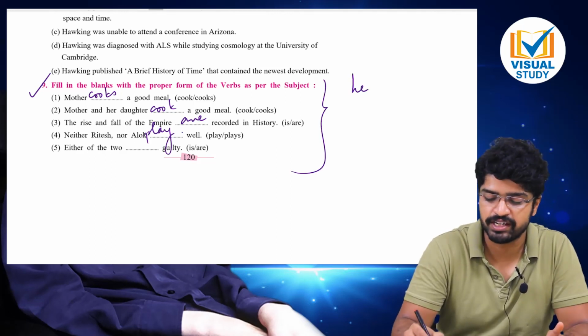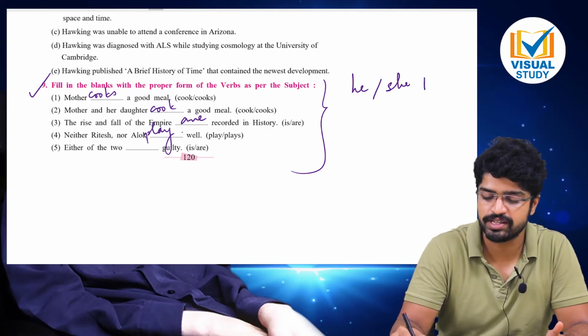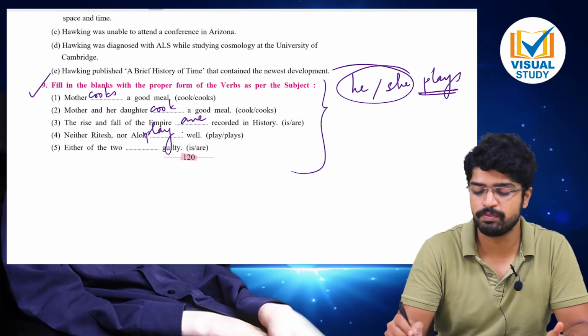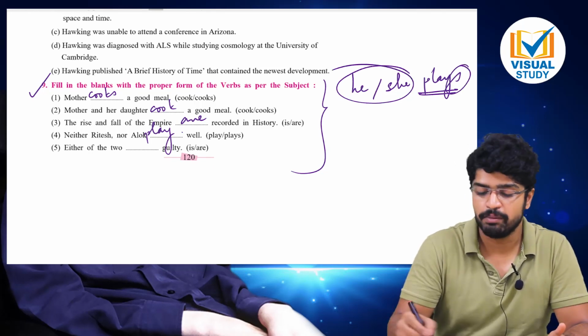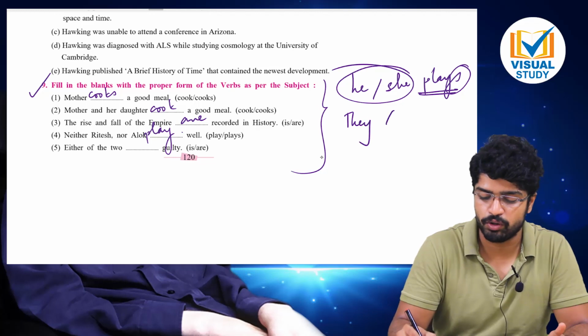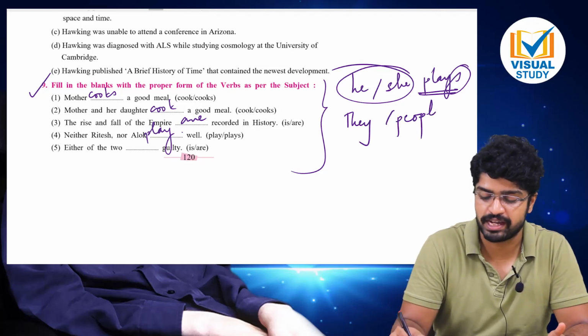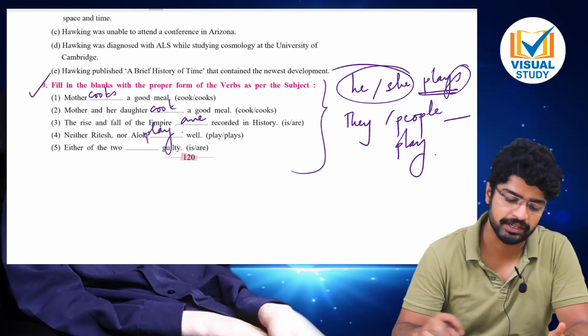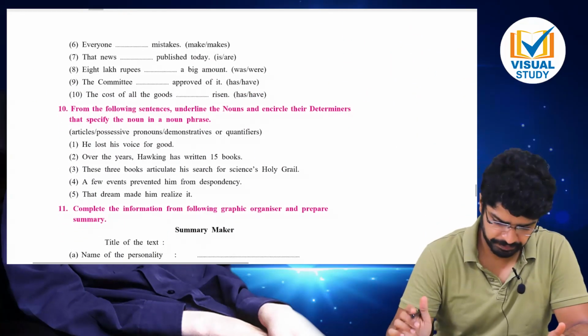Whenever I say he or she, I always say plays, because whenever the pronoun is singular, I always put s. But whenever I say they or people, I never put plays, I put play. I always put play over there. Clear everybody? That's it. So this is about it.